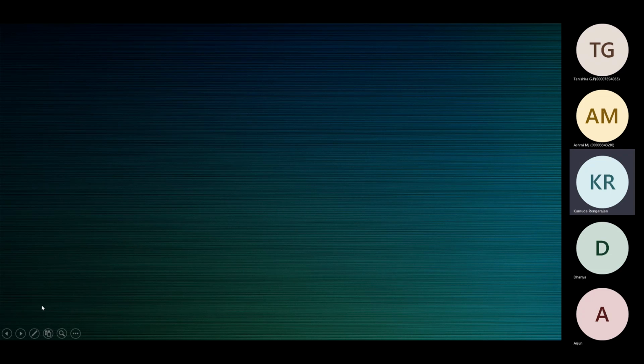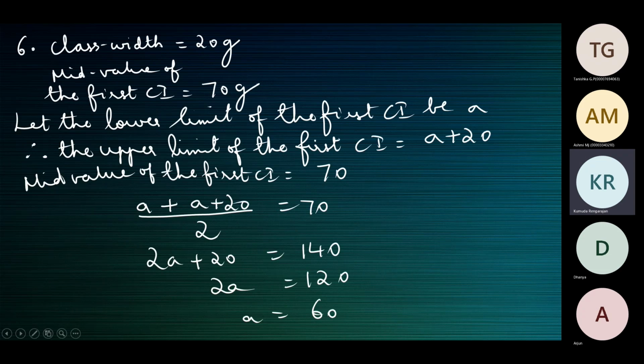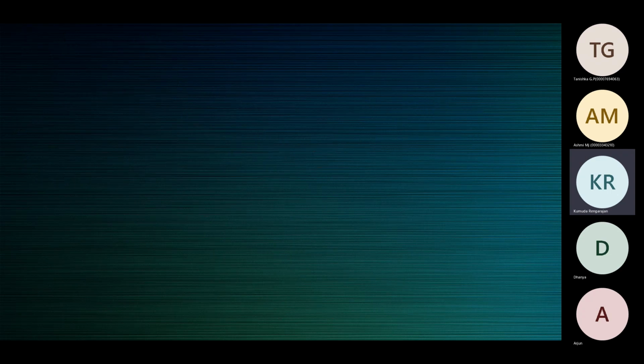So using the specifications given in the question, we identified the first class interval. Two things were given. The size was given, 20 grams, and the mid value of the first class interval must be 70. So how do you find the mid value? The lower limit plus the upper limit by 2 is equal to the mid value, 70. Lower limit is A. The upper limit will be A plus 20 because the size is 20, no? So lower limit plus upper limit by 2, which is the mid value or the class mark, is equal to 70. On working that, you get A as 60.